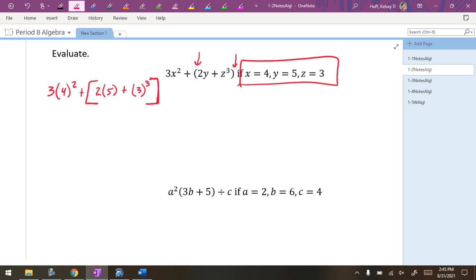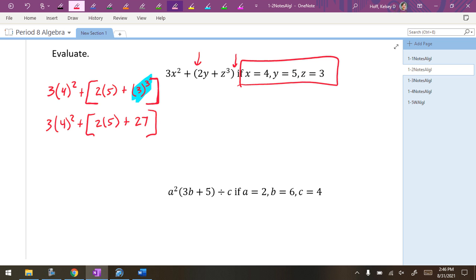Okay. In this problem specifically, what are you going to do first? Exponents. Very good. Your 3 cubed inside your bracket. So 3 times 4 squared is going to stay. My brackets with 2 times 5 are going to stay. Now, before you shout an answer, remember 3 cubed means 3 times 3 times 3, which is 27. Good.